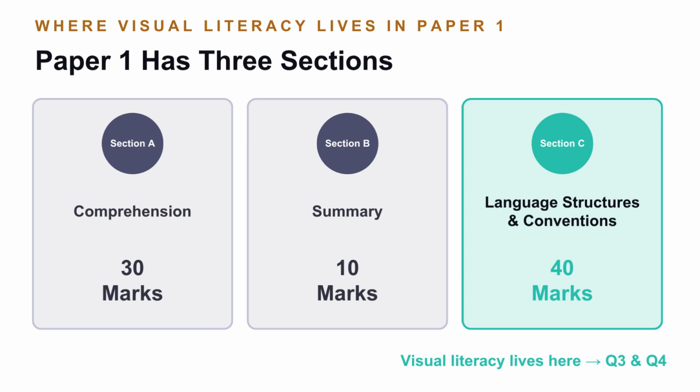Let's get your orientation right, because this is where most learners carry the wrong mental map of Paper 1. Paper 1 is called Language in Context. It is 80 marks, 2 hours, and 3 sections. Section A is Compression, 30 marks. Section B is Summary, 10 marks. Section C is Language Structures and Conventions, 40 marks.